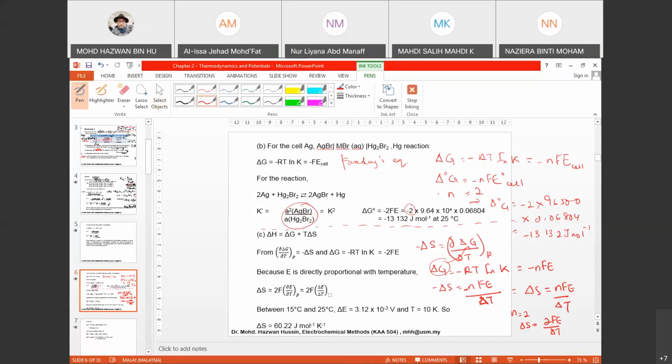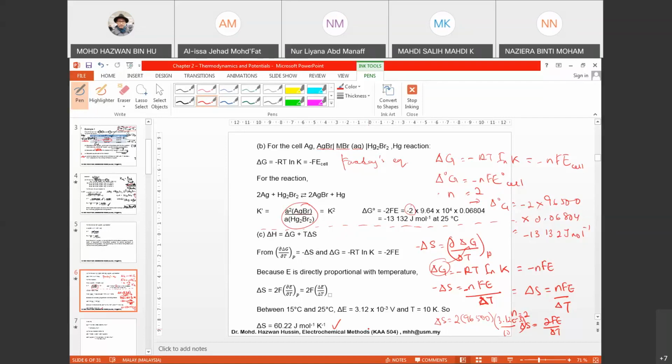So what happened over here is that later on you will see that delta S is equal to 2 multiplied with the Faraday constant multiplied with 3.12 to the power of negative 3 over 10. You will get this answer. Is it clear? Is it okay to everyone? Delta E, you take the difference between 25 degrees Celsius and delta E for 15 degrees Celsius? Yes. Okay, thanks.